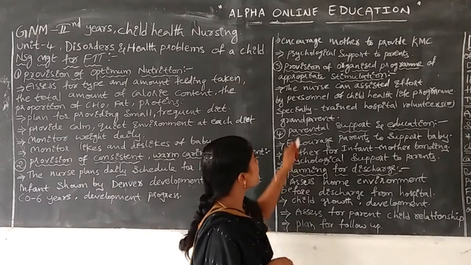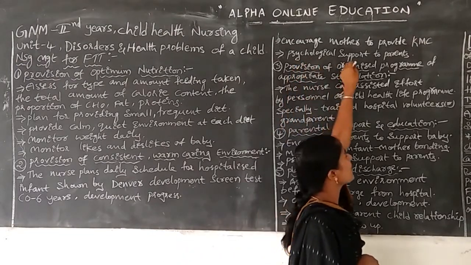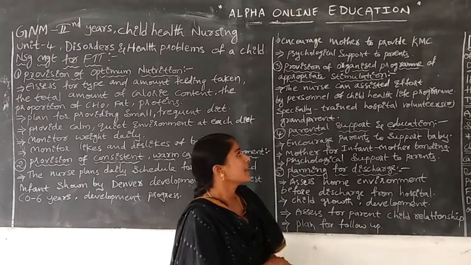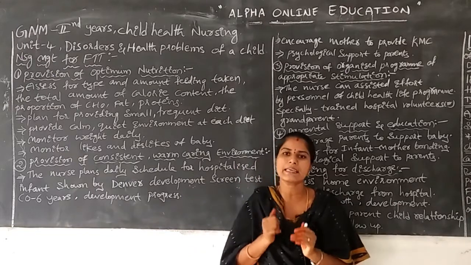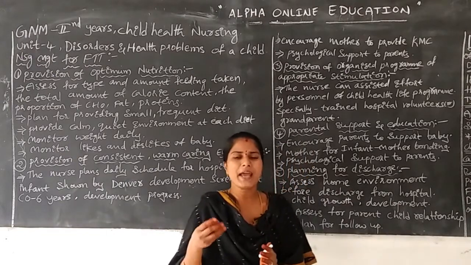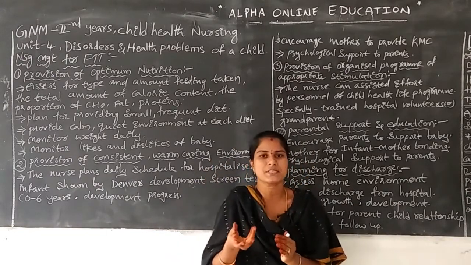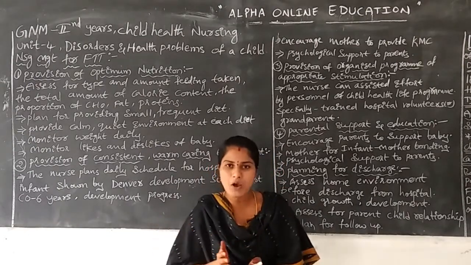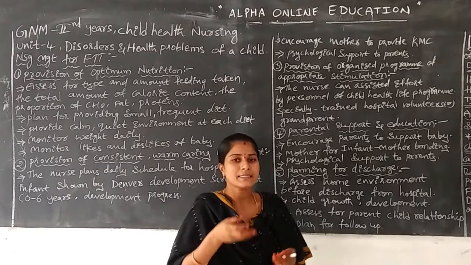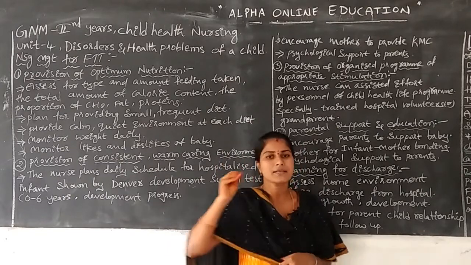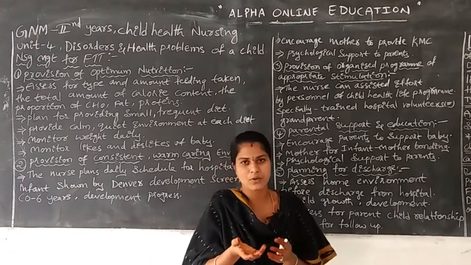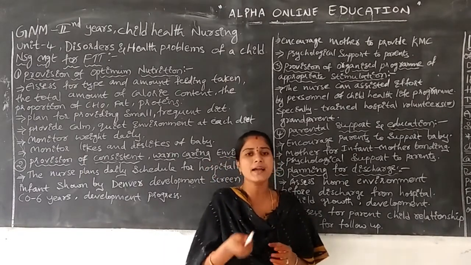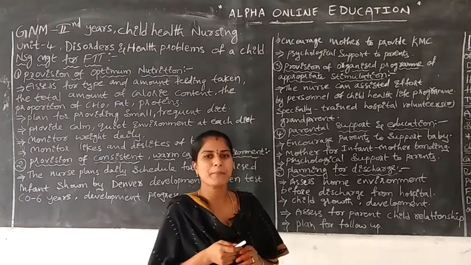Next, as a nurse we have to provide psychological support to the parents. Why? Because when the infant is unhealthy, every parent has some psychological emotions. What will happen to my infant, will he recover normally or abnormally? Like that, the parents will have some psychological stress. For prevention of psychological stress, as a nurse we have to provide psychological support to the parents.